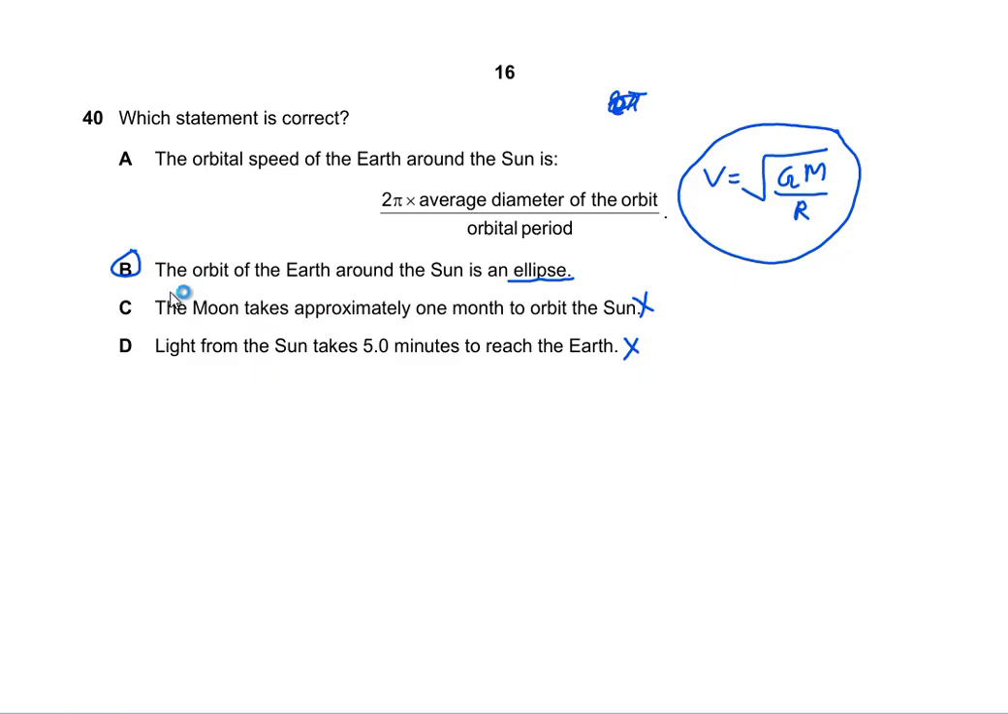Moon. Let's look at C. Moon takes approximately 1 month. Nope. Across the sun. The moon does not even orbit the sun, it orbits the earth. It moves around the sun indirectly, yes, but definitely not in 1 month. Light takes 8 minutes, not 5. Orbital speed of the sun? We know nothing about the orbital speed. Orbital speed is this: gravity, universal gravitational constant, larger mass divided by radius, root over.